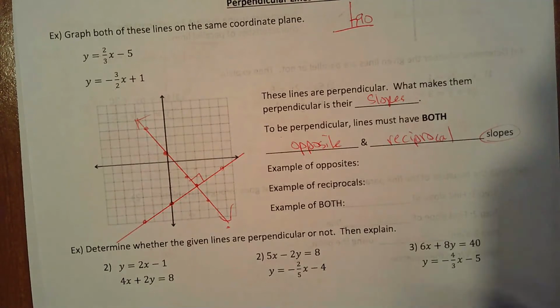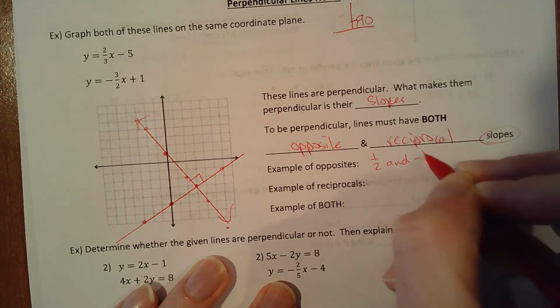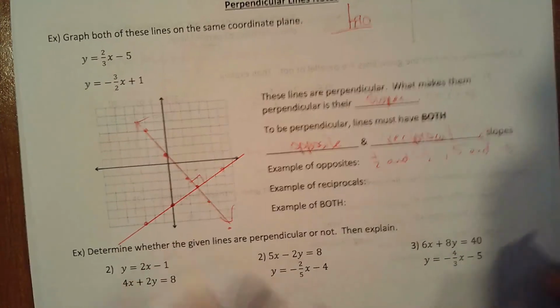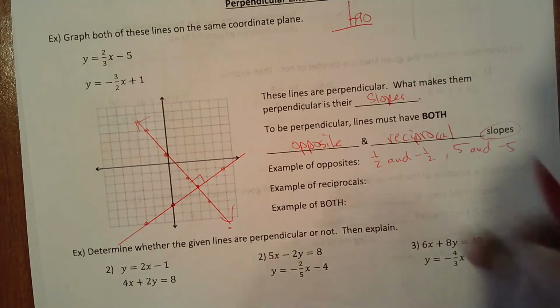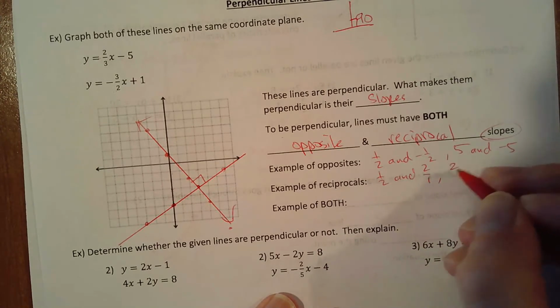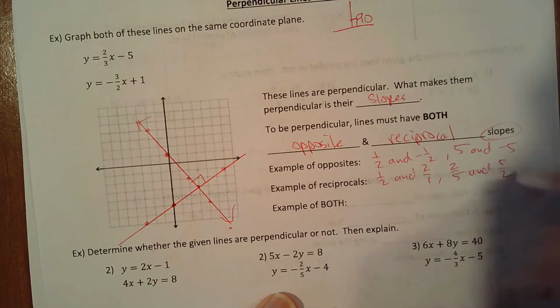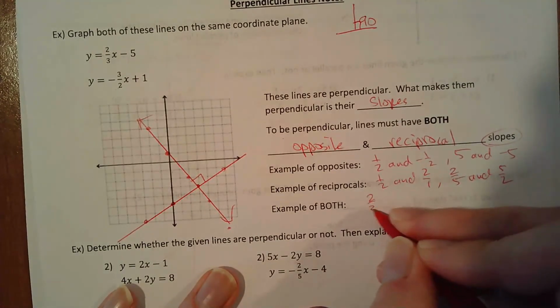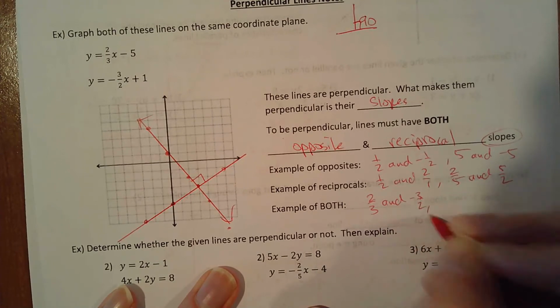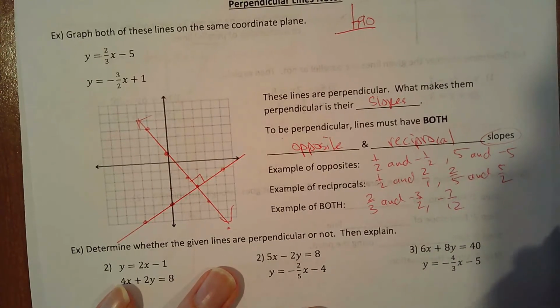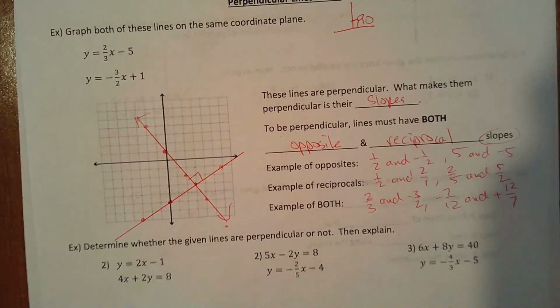Examples of opposites: if I said 1/2 and negative 1/2, those are opposites. If I said 5 and negative 5, those are opposites. They're not reciprocals, but they're opposites. Examples of reciprocals would be 1/2 and 2, 2 over 1, or 2/5 and 5/2. Those are reciprocals. Things that are both opposite and reciprocal would be like 2/3 and negative 3/2 in the example. Or negative 7/12. What's the opposite reciprocal of that? Opposite would be positive, and then 12/7. So those are what we're looking for.